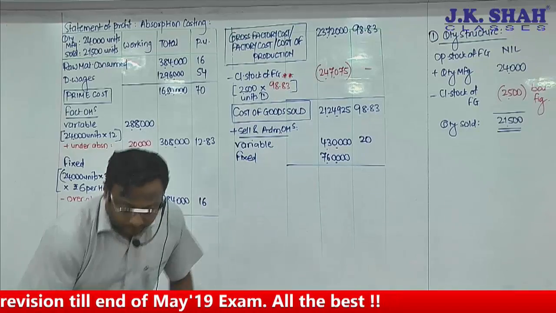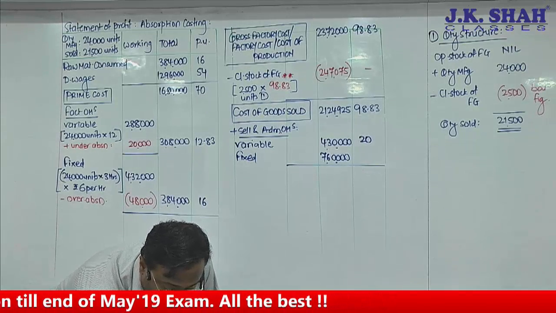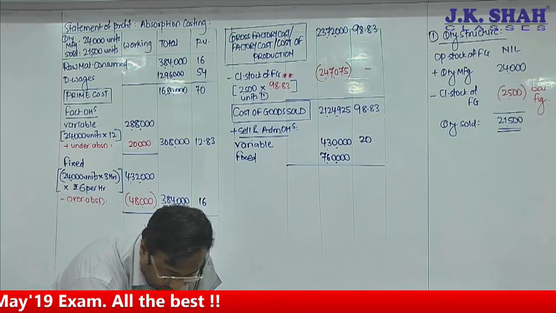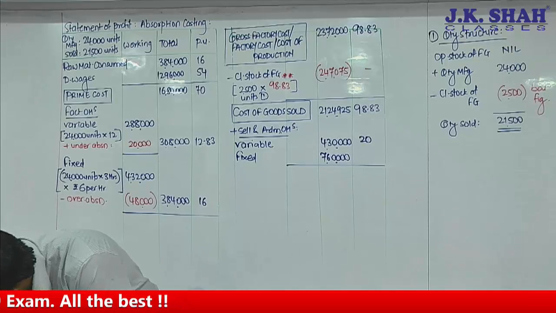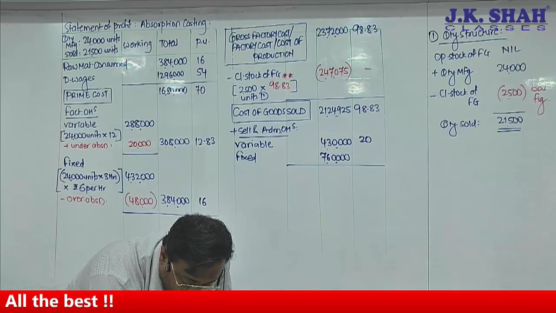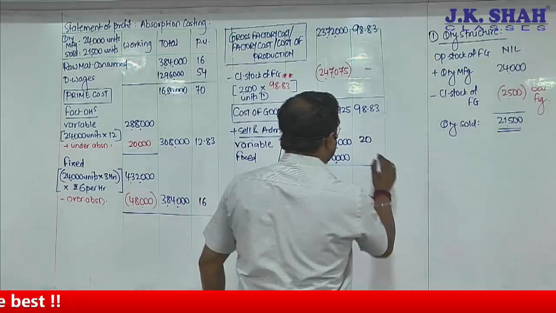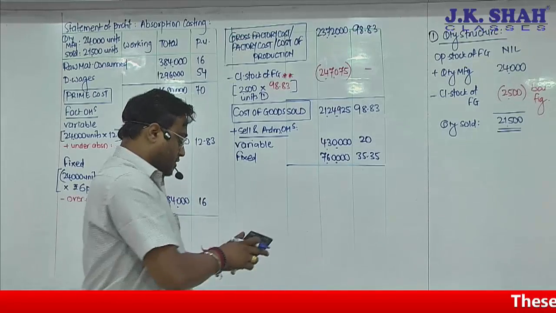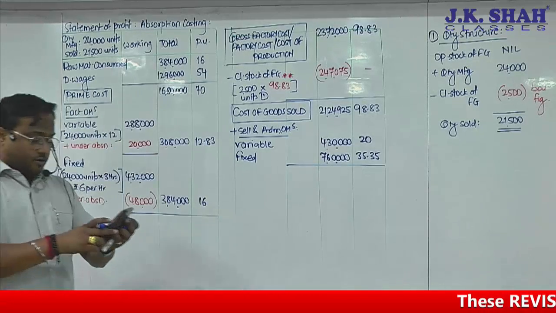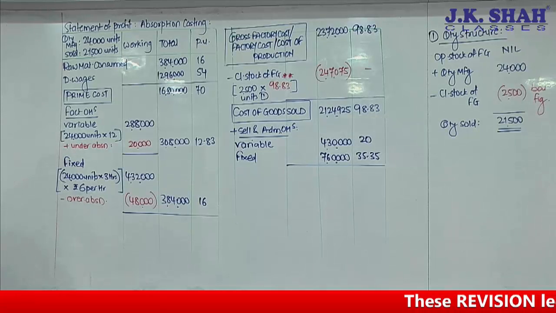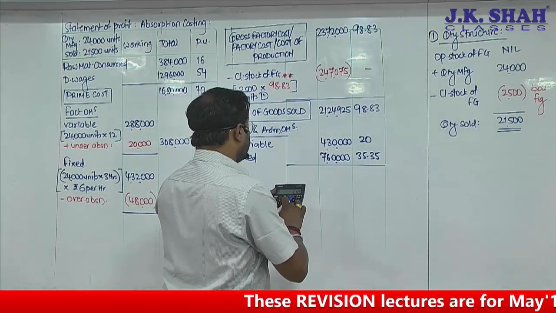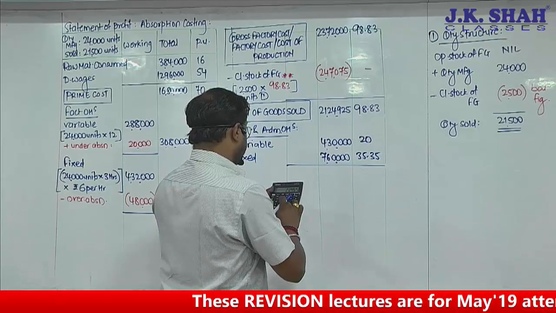7,60,000 is the cost. That will be divided by 21,500. That comes to 35.35. That is fine. So 7,60,000 plus 4,30,000, 11,90,000 is your selling and distribution cost. That will be added to 21,24,925.